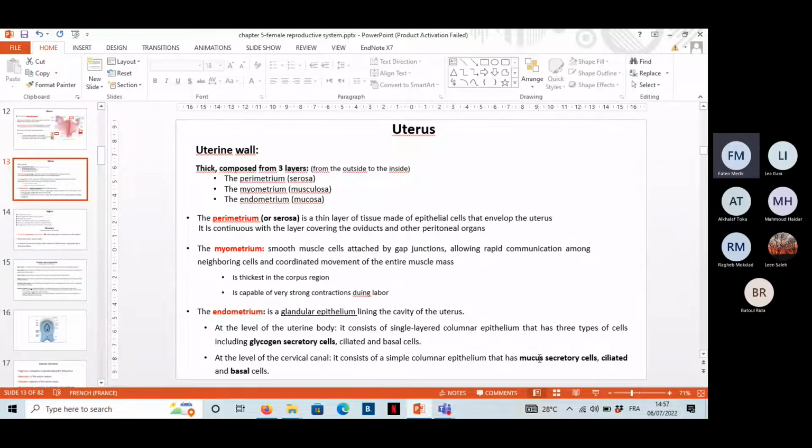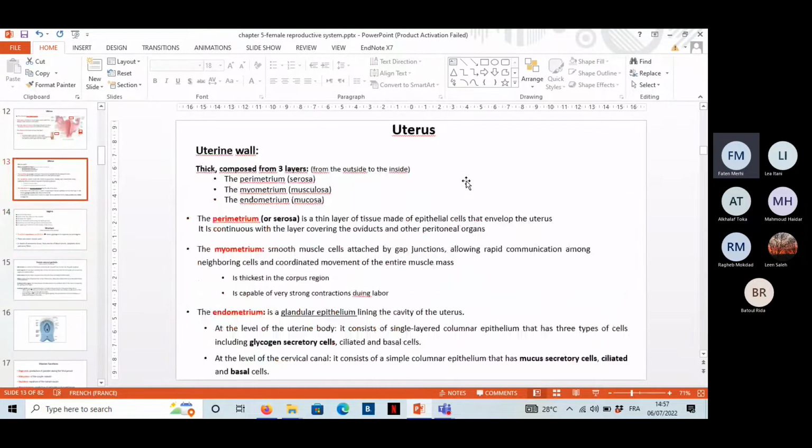And also this mucus is important because it protects the uterus from microorganisms and bacterial infections. Okay, so due to the presence of the mucus, they constitute a barrier to the entry of any microorganisms inside of the uterus, and this will help in protecting the zygote, or the developing fetus inside of the uterus. Okay, so this is regarding the uterus.